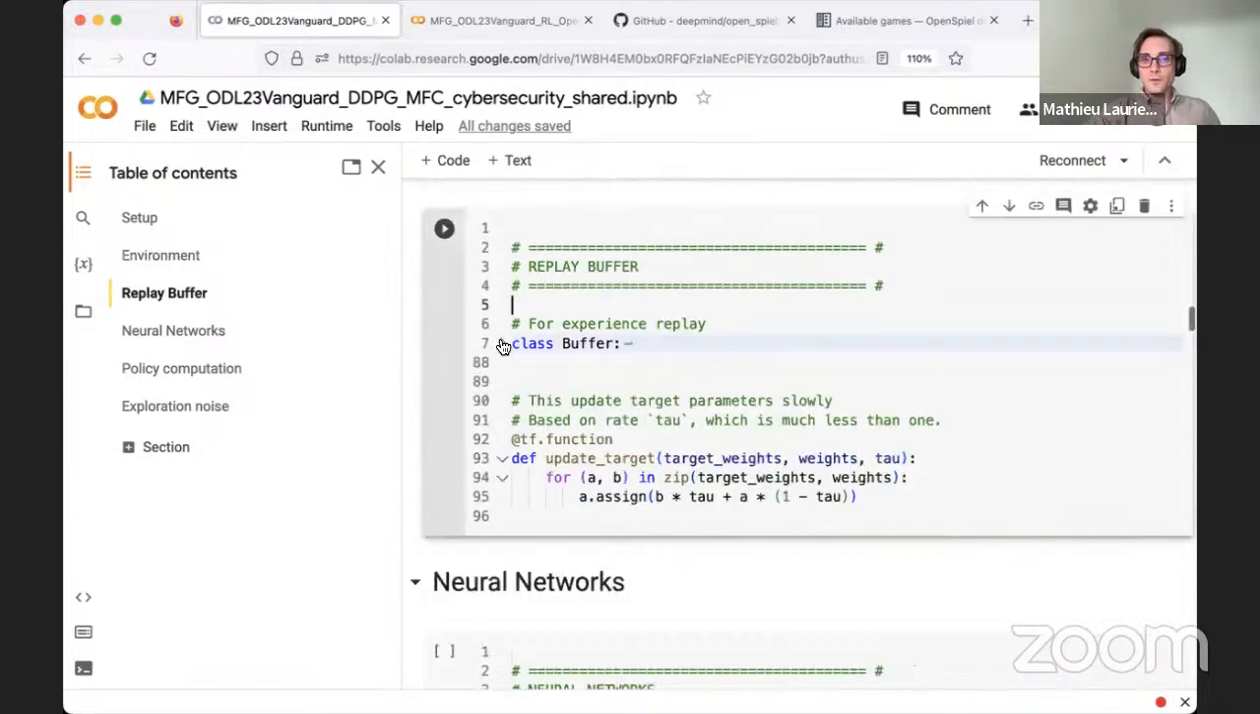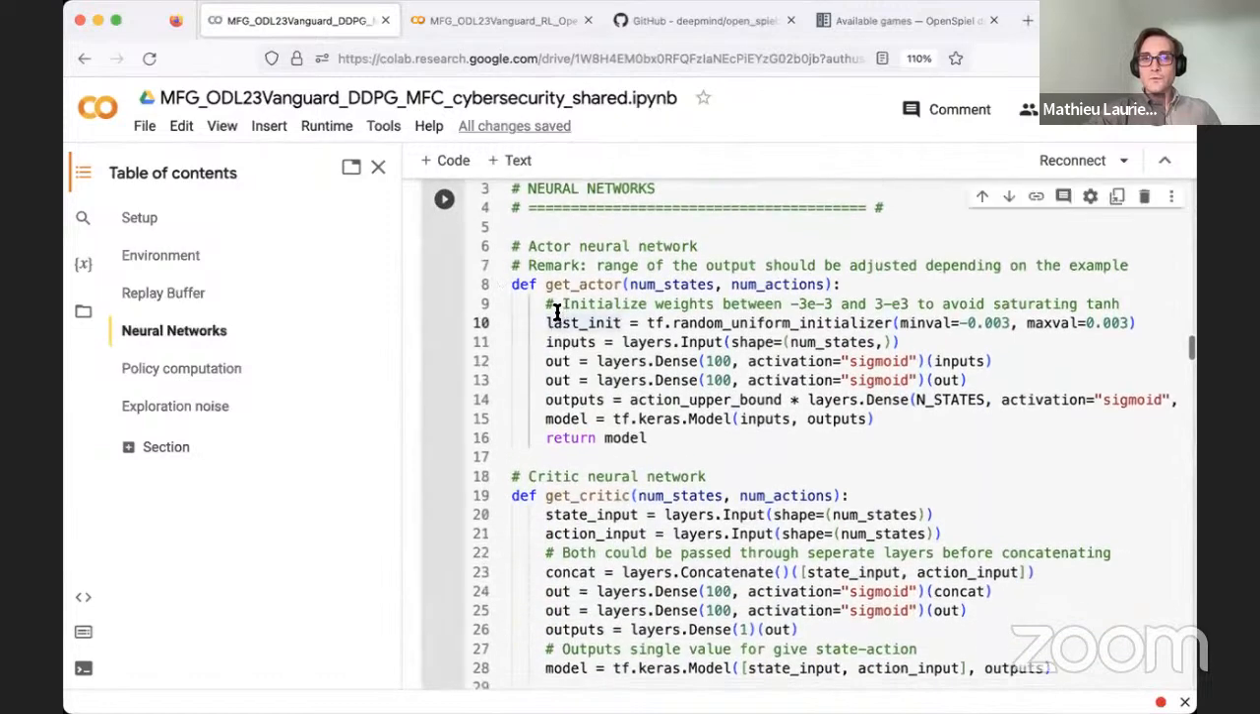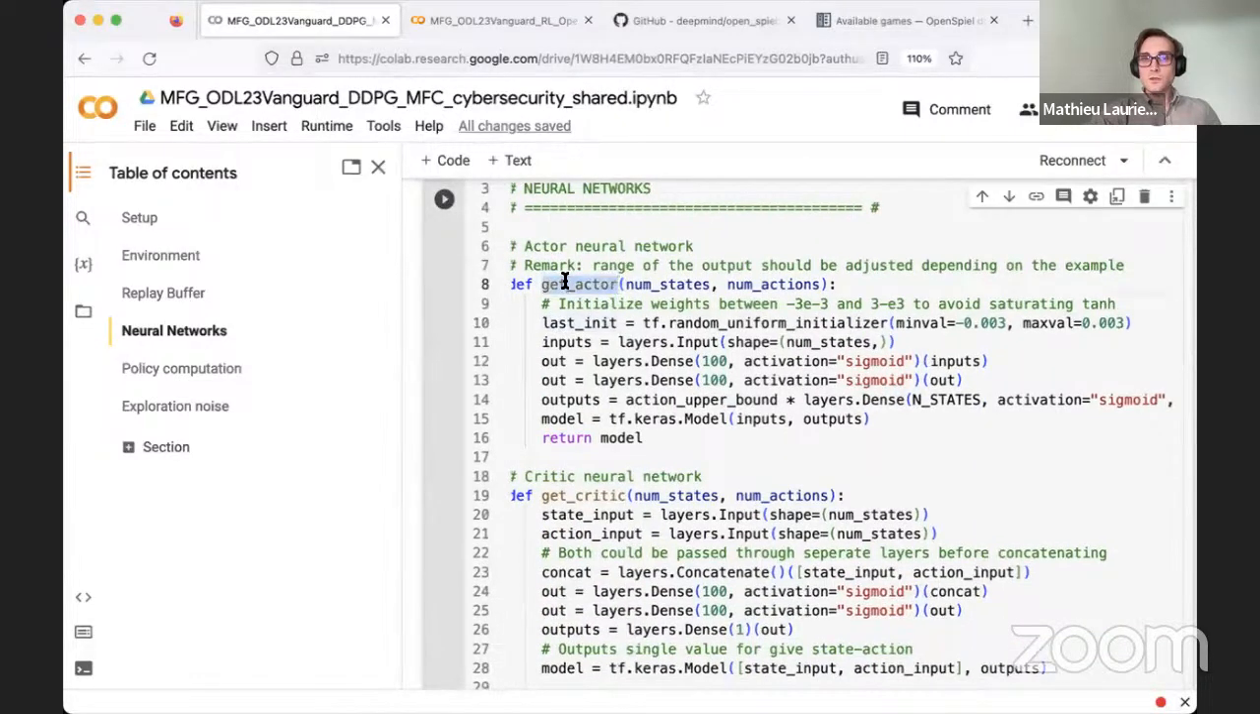I will skip the replay buffers. This is a trick that is used to improve training. Then this is where you see the definition of the actor and the critic. So the actor is basically the policy, and the critic is the value function. And they are going to interact.